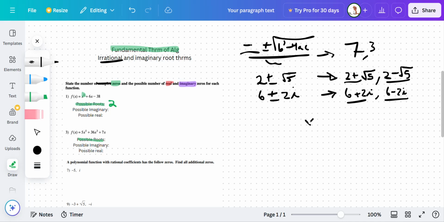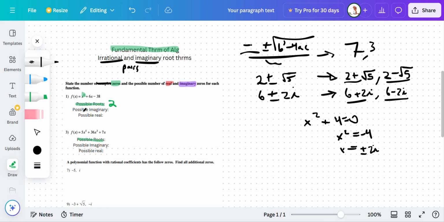We did this even with the really simple ones. When I had x squared plus 4 and I solved that, I would get x squared equals negative 4, and I would square root both sides and get plus or minus 2i, but that's 2 roots, 2i and negative 2i. So these come in pairs. The irrational and imaginary root theorem just says that if I have an irrational or an imaginary root, they come in pairs.